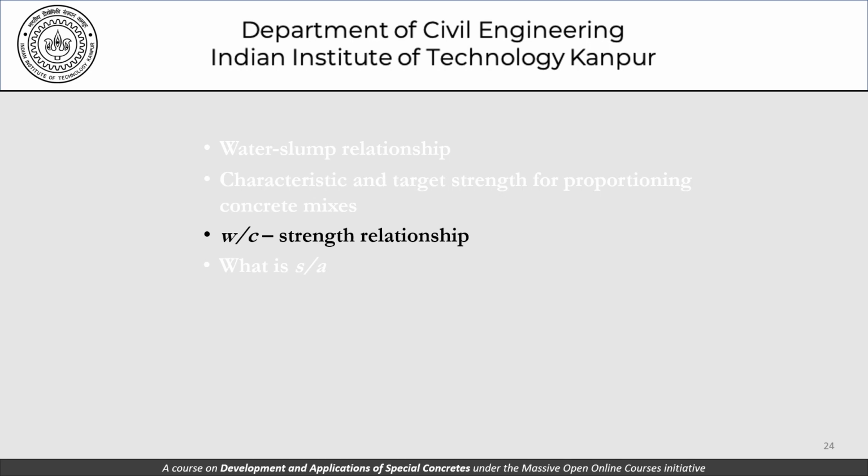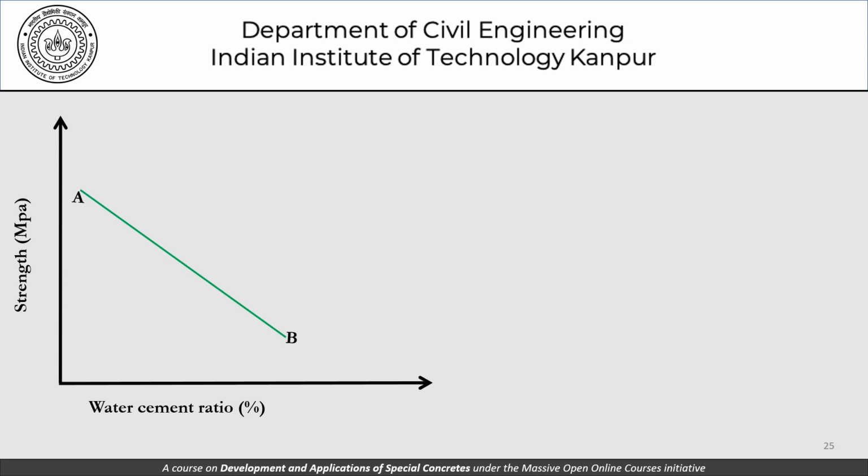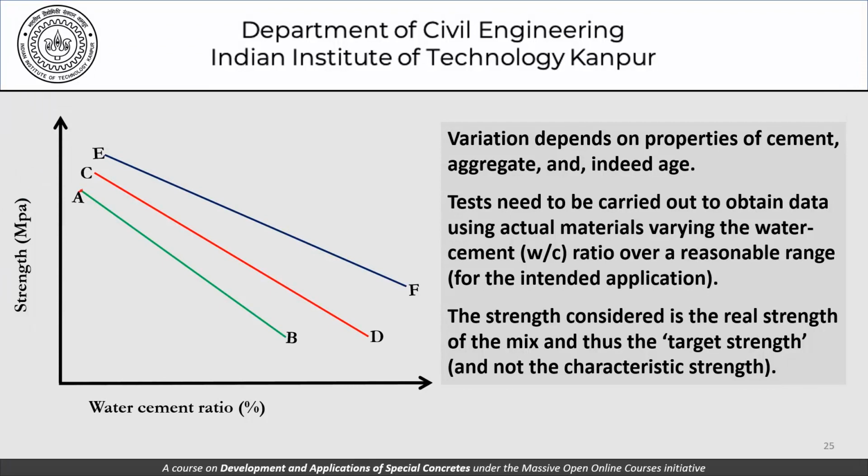Now let's come to this concept of water cement ratio versus strength relationship. Much as we talked about in the case of the unit water content versus slump relationship, we know that as the water cement ratio increases, the strength decreases. But whether the change follows the line AB as shown here, or it is something like CD or EF, that would depend on the conditions which are listed here. The variations could depend on the properties of cement, aggregate, and indeed age.